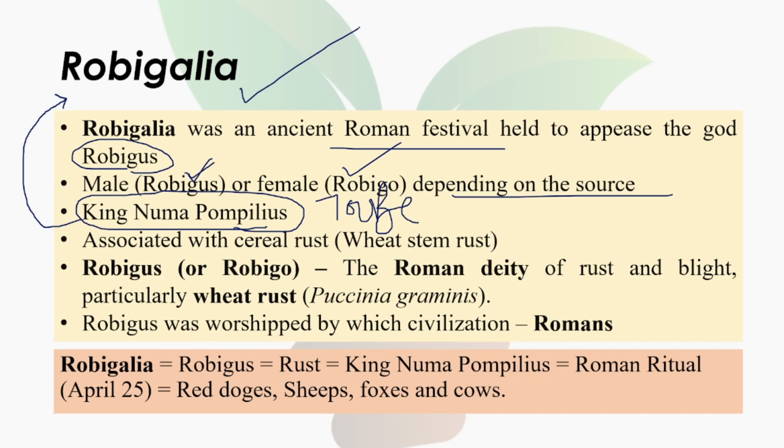If you just go and type Robigalia on the internet, especially on YouTube, you will find a couple of things, they are still celebrating. In fact, this April 25th, I also browsed what exactly they celebrate. Still they are celebrating, traditions keep on continuing. However we celebrate our festivals, like Holi, whatever it is, they keep on continuing this, even though we identify it is caused by fungi. Anyway, this was started by King Numa Pompilius. It is mainly associated with the rust disease called cereal rust, wheat stem rust especially.